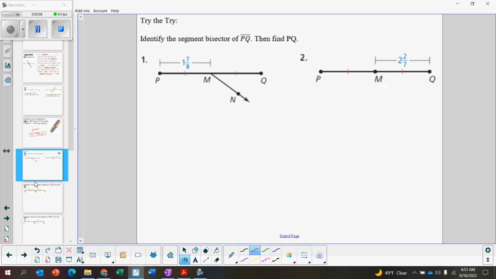All right, you're going to try these two. Identify the segment bisector, either the point, line, ray, or segment that bisects the line, and then find the length of PQ. Pause it and then check your answers.